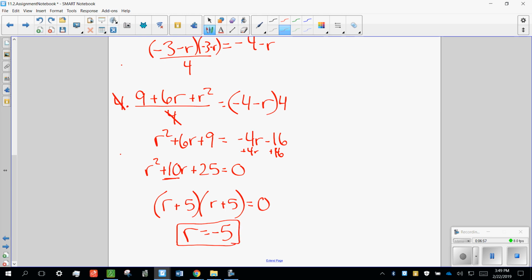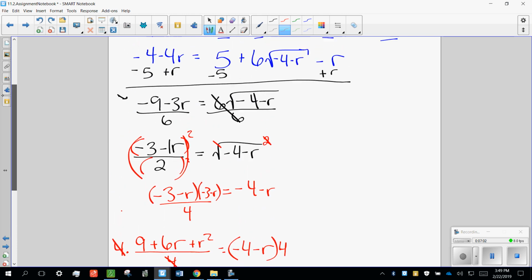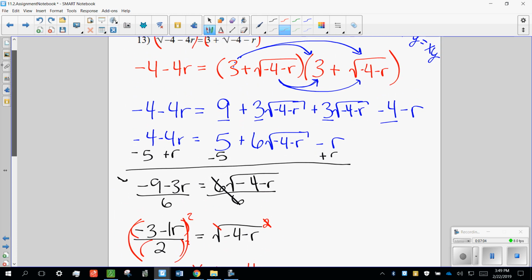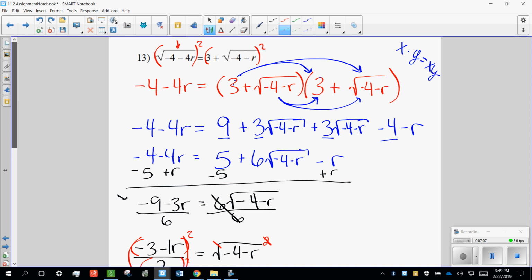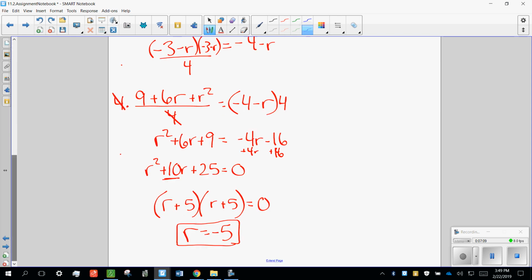So with that, let's go back all the way up to the top, which is a lot of scrolling on this problem, because I only used half the page. Go all the way back up to the top and try to plug in negative 5 to make sure that it works.